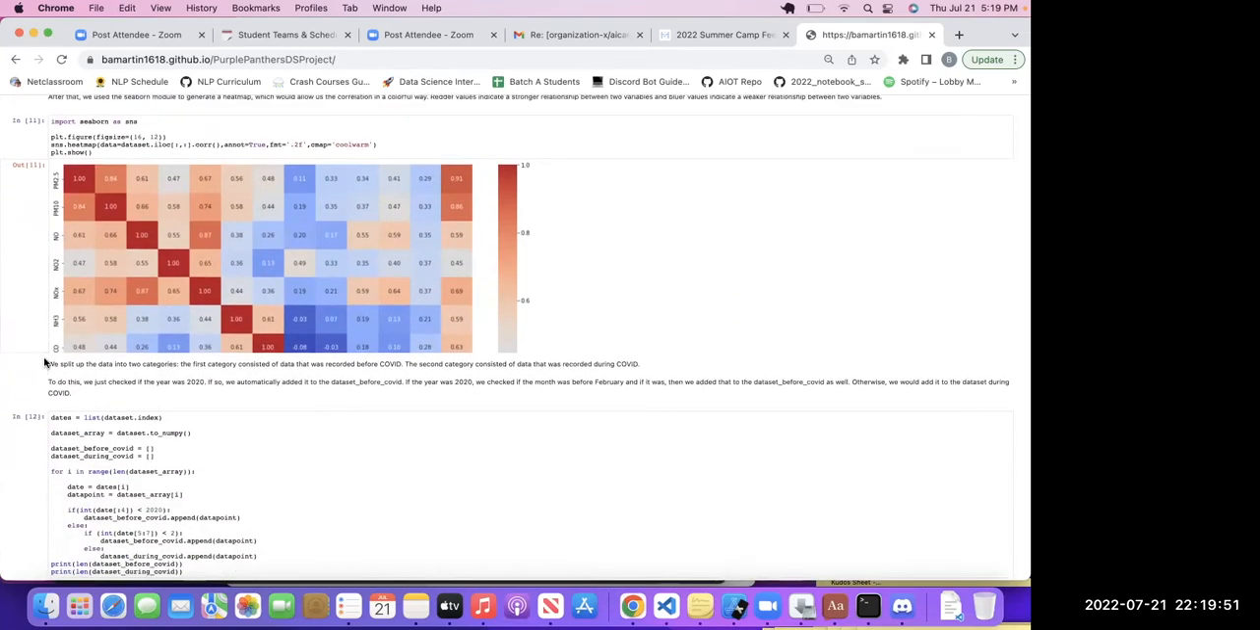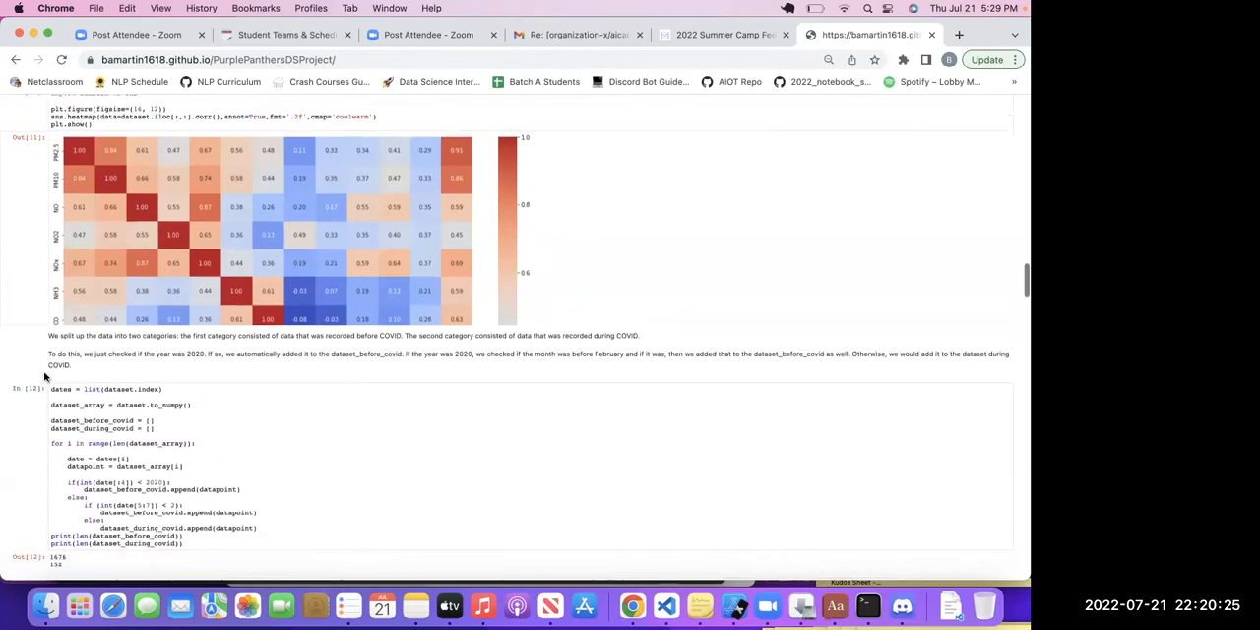We split up the data into two categories. The first category consisted of data that was recorded before COVID. The second category consisted of data that was recorded during COVID. To do this, we just checked if the year was 2020. If not, we automatically added it to the data set before COVID. If the year was 2020, we checked if the month was before February, and if it was, that was then added to the data set before COVID as well. Otherwise, we would add it to the data set during COVID.